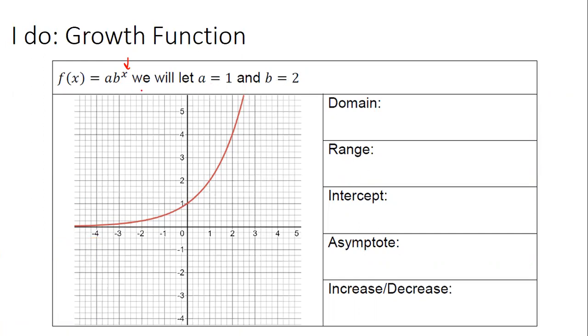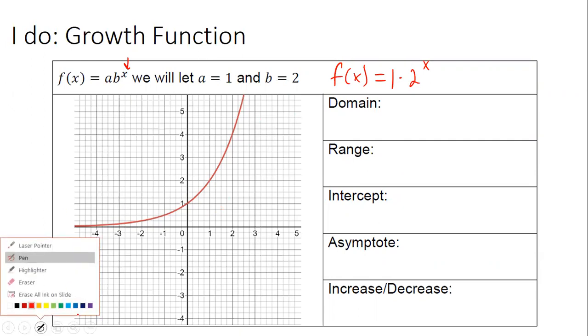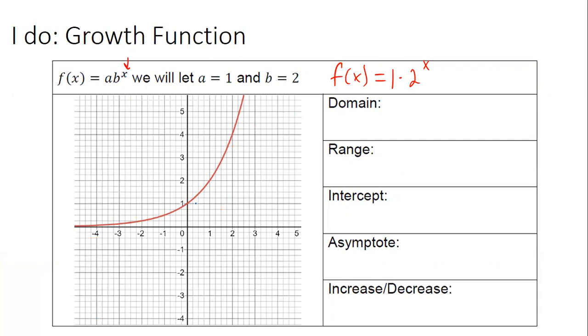For this example, because there are 2 variables that are unknown, we're going to let a equal 1 and b equal 2. So the function that we're focused on, so we can graph and analyze, is f of x equals 1 times 2 to the x. That's what this graph represents. So let's analyze. We're going to talk about parts of it.